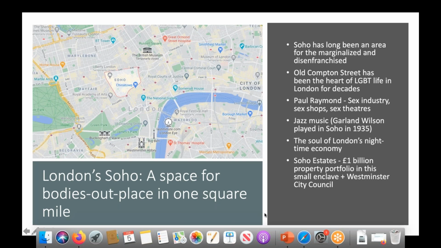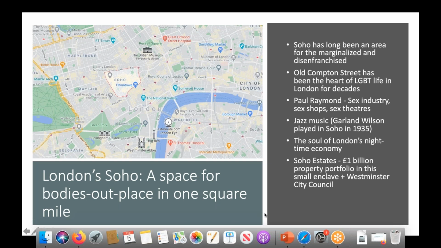In the 1960s, Paul Raymond, an entrepreneur who some of you might have heard of, bought a lot of property in Soho because it was really inexpensive at the time. He was a sex entrepreneur, so he opened a lot of sex shops, sex theaters, different kinds of sexual venues. So Soho at that time was laden with these sexual entertainment venues. But alongside that, you also had a booming nighttime economy, an LGBT nighttime economy, alongside jazz music.